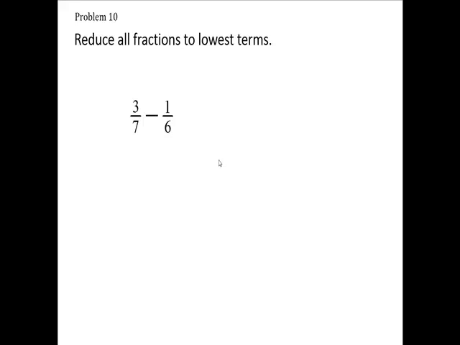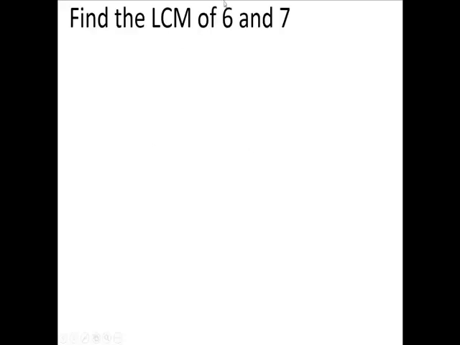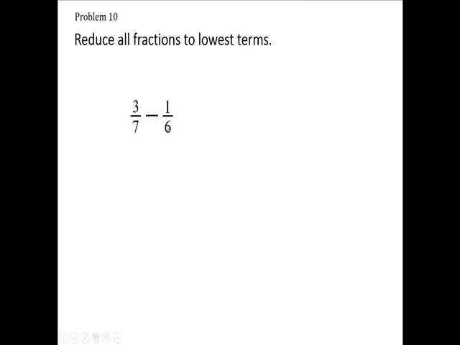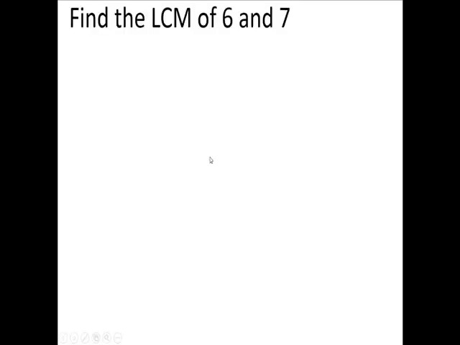Which means we need to have a common denominator for the 6 and the 7. So we want the least common multiple of 6 and 7, which are the two denominators here. All right? Least common multiple, and we'll have a little grid here, and we'll put the denominators 6 and 7 right here.